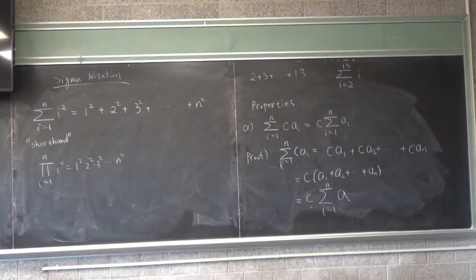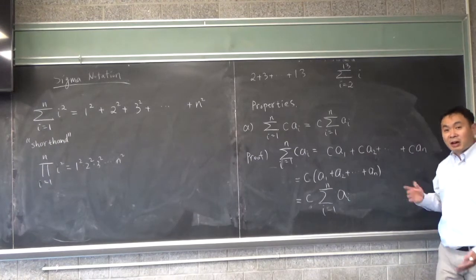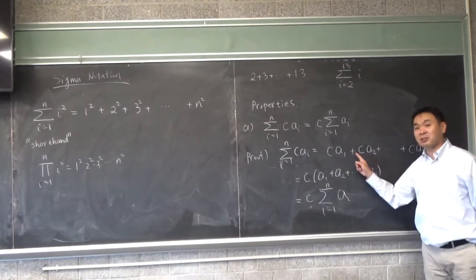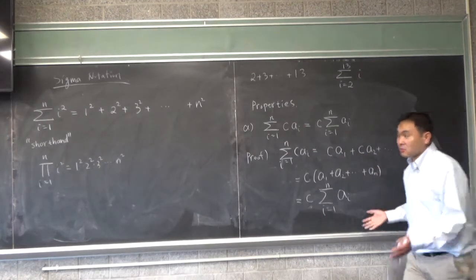Now once you see the proof, it should be obvious, right? And why was it obvious? Because we used the longhand. Okay? We wrote down what it means. And once you write down what it means, then it's obvious, right?